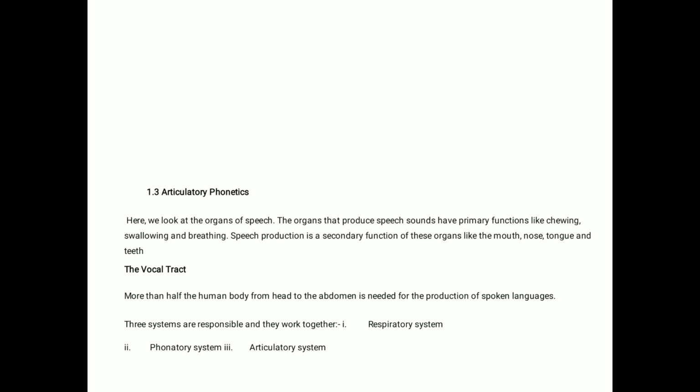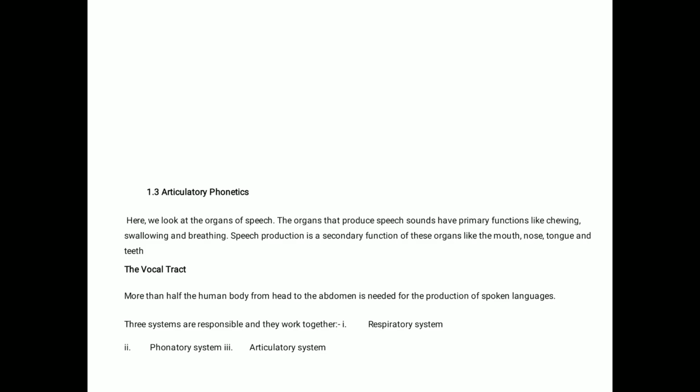So we'll start with articulatory phonetics. Here we look at the organs of speech. The organs that produce speech sounds have primary functions like chewing, swallowing, and breathing. Speech production is a secondary function of these organs. Chewing involves the mouth and the teeth, breathing involves the nose, and swallowing involves the trachea or the esophagus and something like that. And then we have the mouth and the tongue. Those are just examples of these organs.